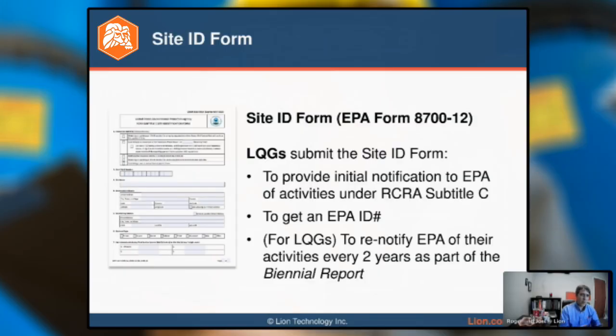And when you filled out that form, and when I say you, I mean your site filled the form out, your site would have received back what's called an EPA ID number. That's just a site-specific number that says, hey, this is the number representing this particular site.